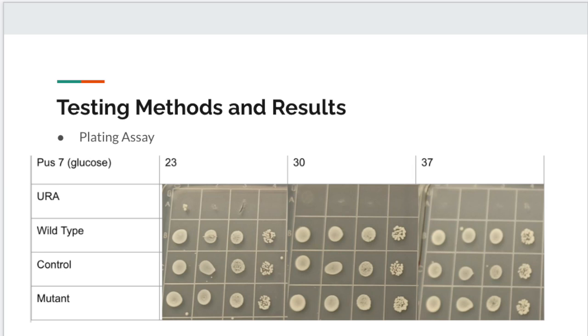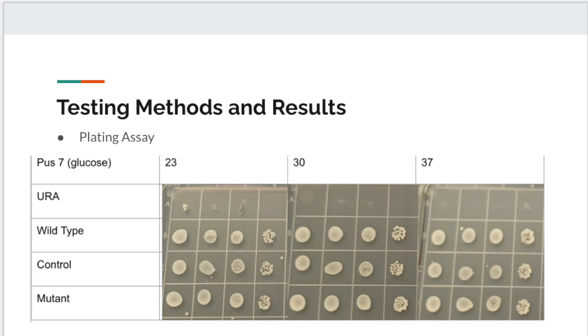And so the first column here is the URA. This is just there's no mutation in it, and so as you can see, there was nothing really expressed because there was no mutation there. And then we have the wild type, which is the yeast with the PUS7 on a plasmid. And for this, you can see that the saturation of the image shows that there was a lot of growth in that area, and you can see that there's good growth in these. And then you can see in the 37 it's a bit cloudy.